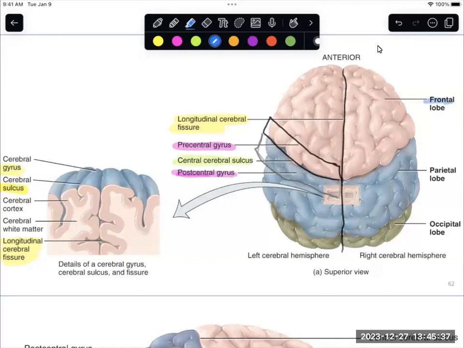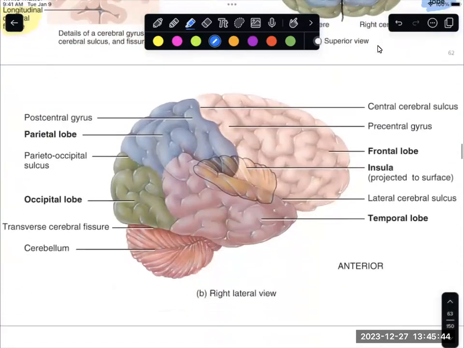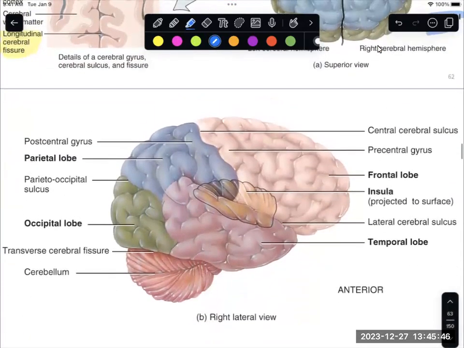Here we have our frontal lobe, parietal lobe, occipital lobe. From the side, again, you can see that precentral gyrus, that post-central gyrus that is separated by that central cerebral sulcus. We have our frontal lobe. Here you see the temporal lobe, the parietal lobe, the occipital lobe.